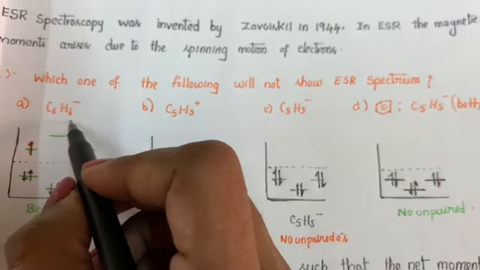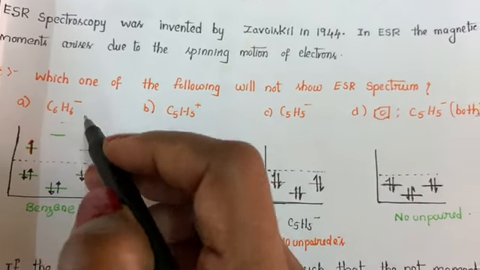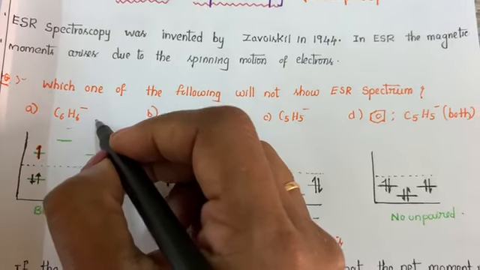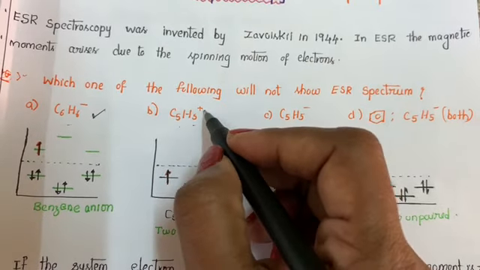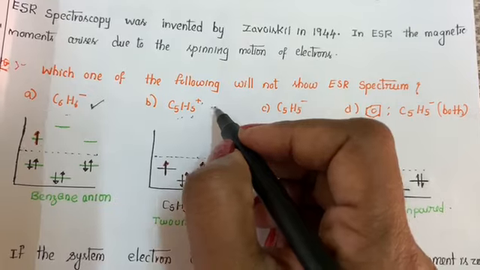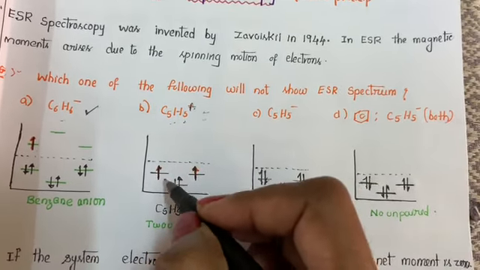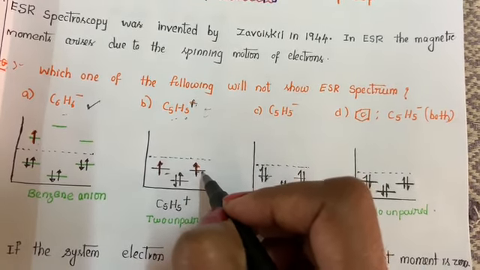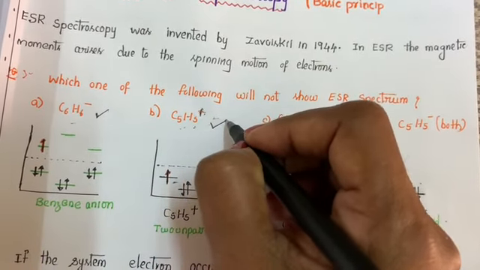First is the benzene anion. So the benzene anion has 7 electrons. Out of 7, 3 pairs are paired and 1 is unpaired. So this can be ESR active. Whereas the cyclopentadienyl cation: in total it has 5 electrons. Out of 5, in the cationic state, only 4 will be there. If you fill all 4 in the MO diagram, you will get 2 unpaired electrons. So this molecule also shows an ESR spectrum.